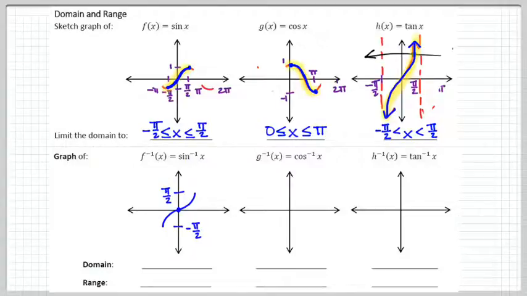So, if you can imagine, if we were to have continued it, it would have looked like this. And then it would fail the vertical line test. So that's not a function. We want it to be a function.